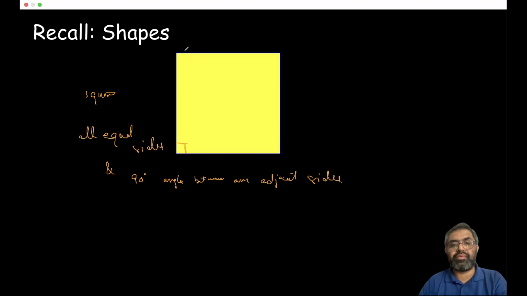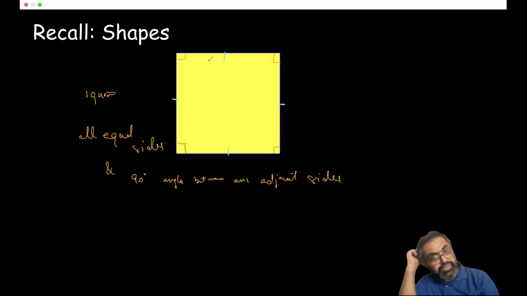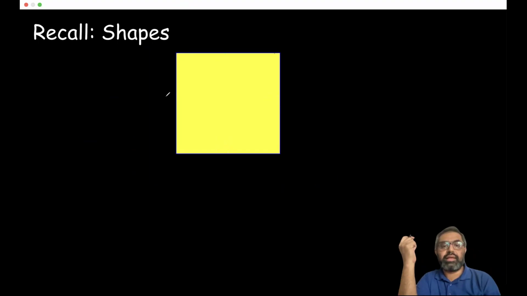And the same happens with all the others. And when we have to show that some sides are of the same measurement, we put a line like this. This line is the same as this line, is the same as this line, and it is the same as this line. So this is the definition of a square. Now let's move to the definition of a rectangle.